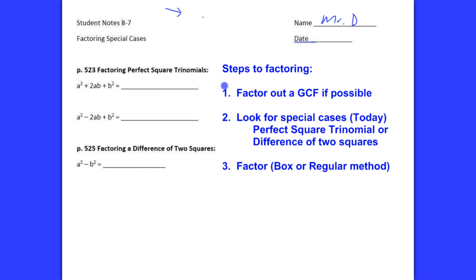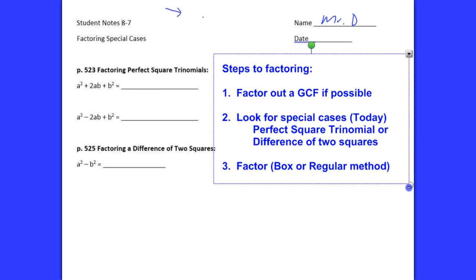All right, once you do that, or if you don't do that, the next thing you should consider is if this particular trinomial or binomial actually that we see today is a special case, and that's today's lesson. The two possible special cases would be a perfect square trinomial or a difference of two squares. So you want to look for that right after you factor out a greatest common factor. If at that point you still haven't factored it and it's either a trinomial or a binomial, then you'll have to use one of the methods of factoring that we've already learned in class. And that could be the box method or just the regular method that was in your book from earlier this week and last week too.